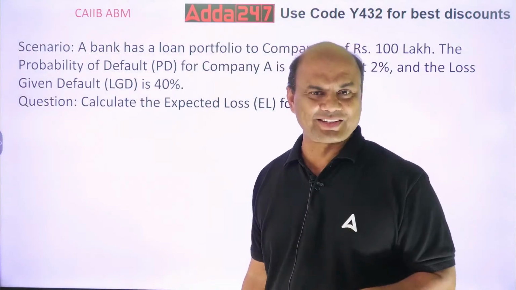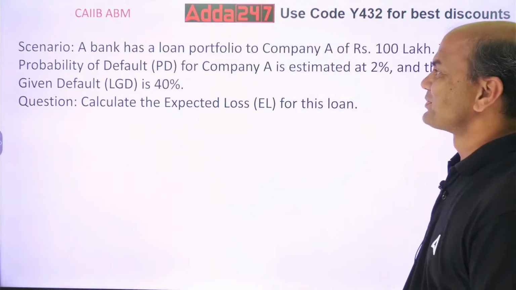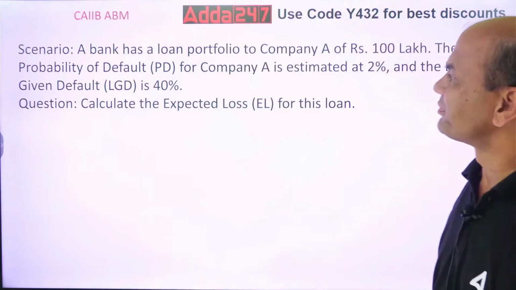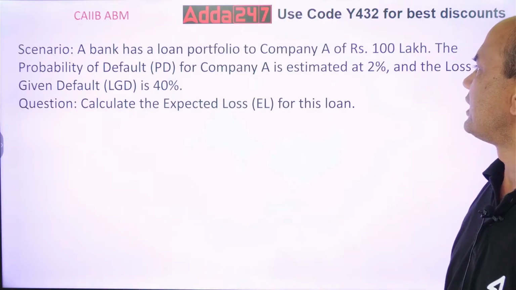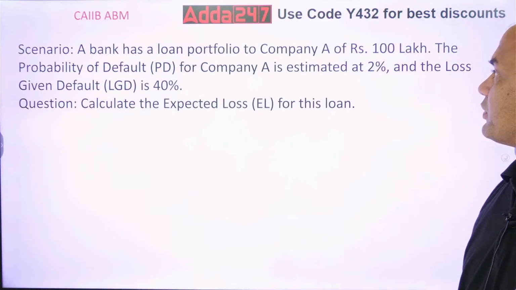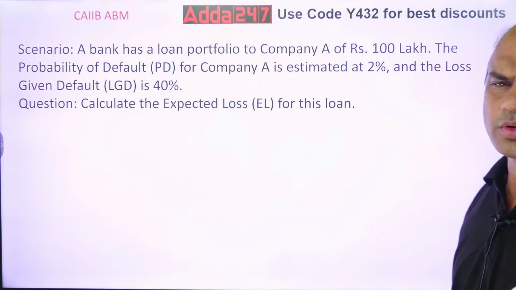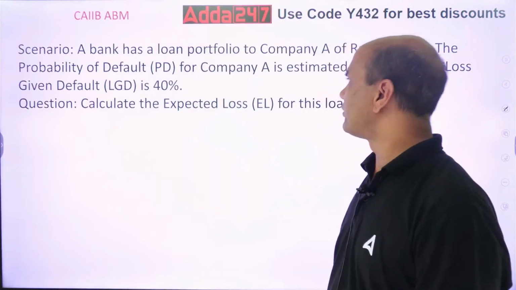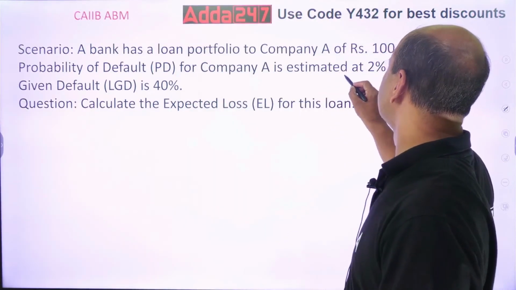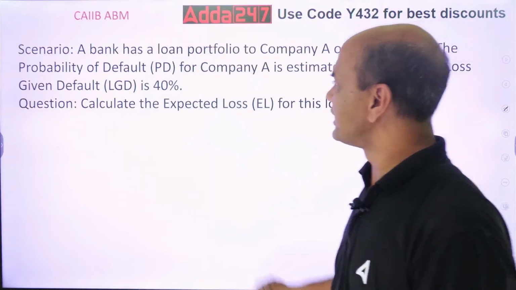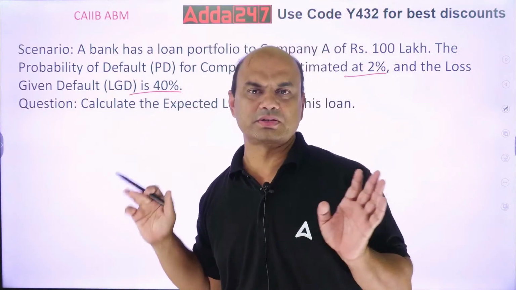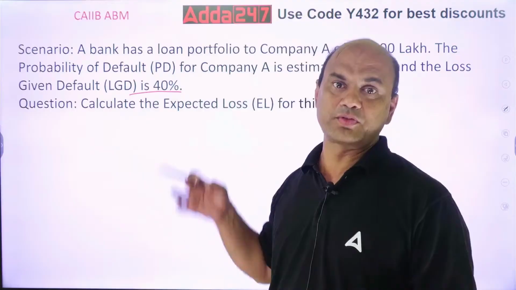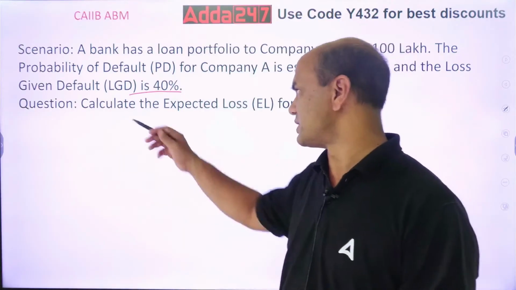Let's look at the first case study only. A scenario is given. Basically a case is given. A bank has a loan portfolio to a company A of rupees 100 lakhs. So the loan given to a company is 100 lakhs by some bank. Probability of default for the company A is estimated at 2%. And the loss given default is 40%. Means if the company becomes NPA, then the loss for me as a bank is 40%.